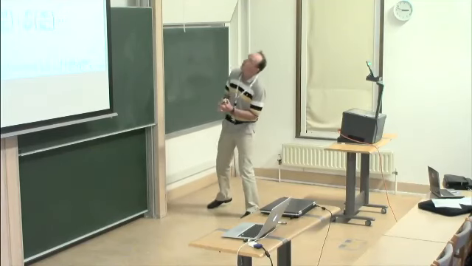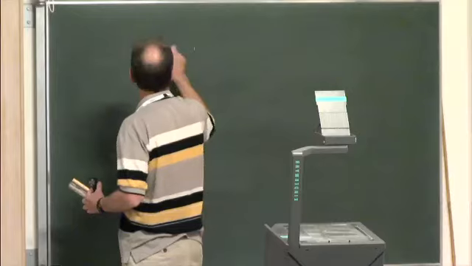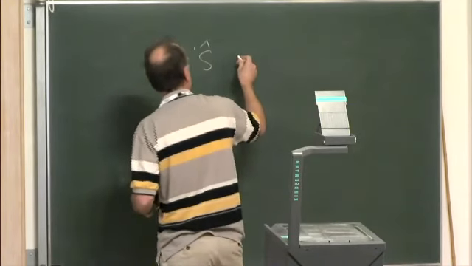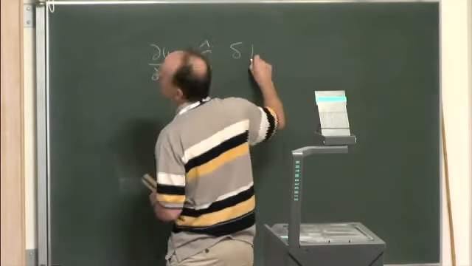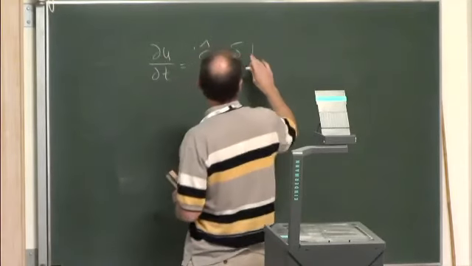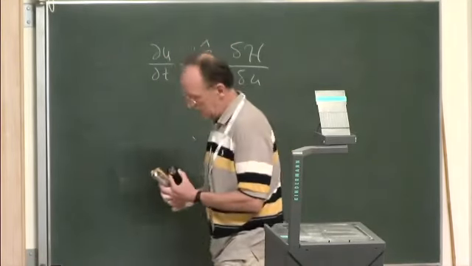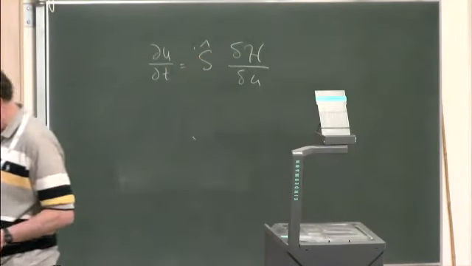Okay, so now let me write that: du/dt equals S hat times the variational derivative of curly H with respect to u. All right, so how are we going to discretize that?